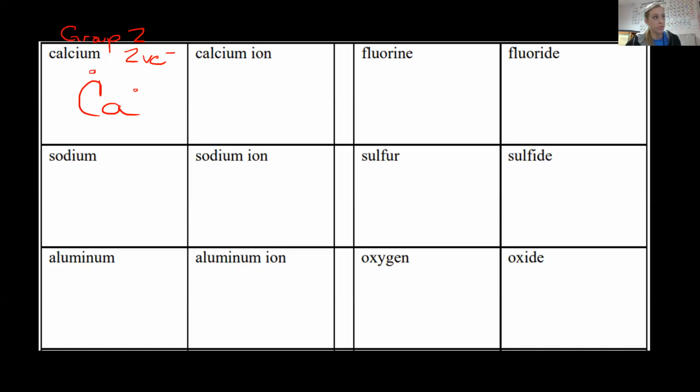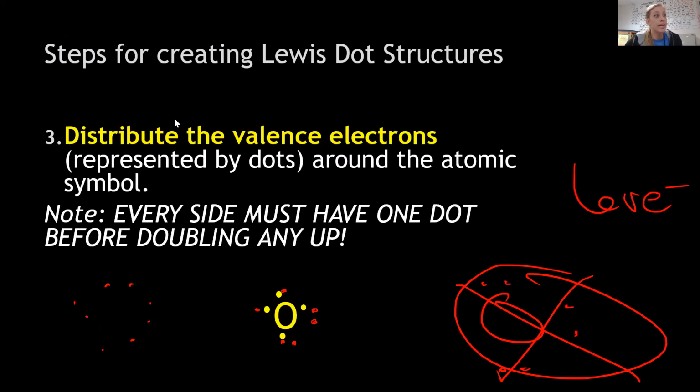When I drew this, I drew 1, 2. It could start on the right, it could start on the top, it could start on the bottom. It doesn't really matter. So calcium, we have the 2 dots, and when we go to ion, we're going to gain or lose electrons.